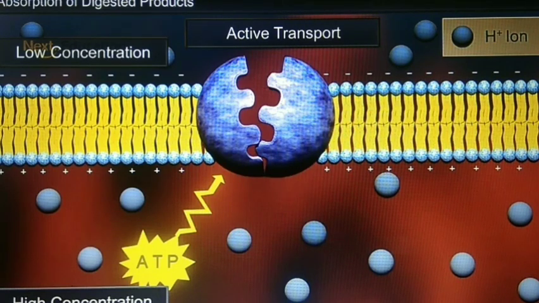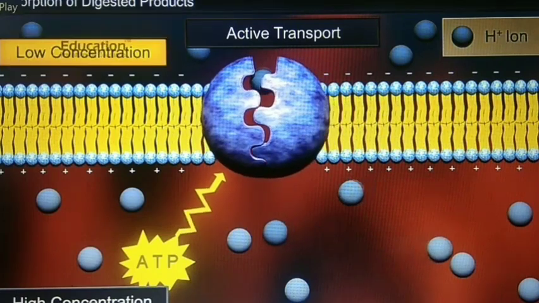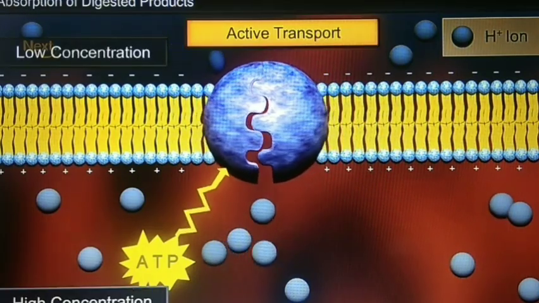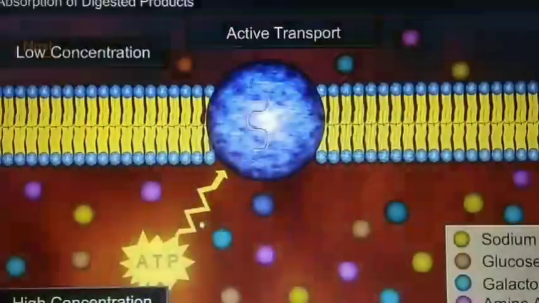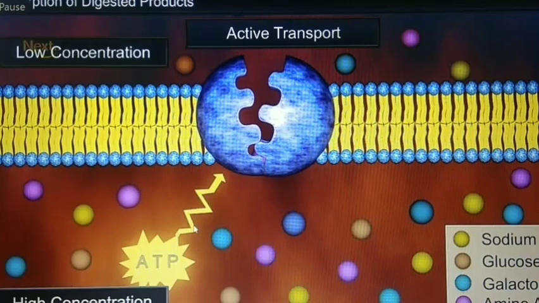So active transport is faster, requires energy, complete absorption of nutrients can take place, and it needs a carrier protein for transport. In active transport, you can see that the molecules are moving from lower concentration to higher concentration, and this is the carrier protein. You can see the ATP there. ATP is adenosine triphosphate, called the energy currency of the cell. In all living systems, energy is stored in ATP molecules.